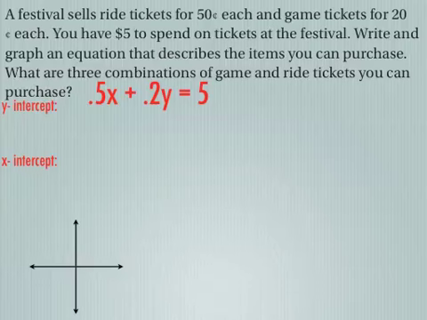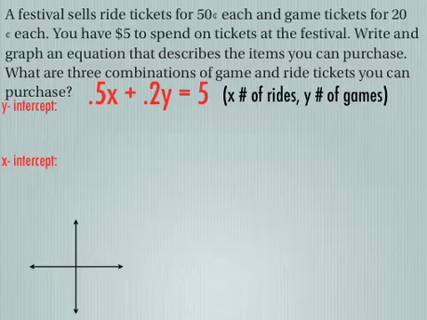0.5 times x would represent the 50 cents per ride, plus the 0.2 times y would represent the 20 cents for the game ticket, and I've set it equal to 5 because I have $5 to spend. So in this equation that I wrote, x is going to represent the number of rides, and y is going to represent the number of game tickets that I can buy.